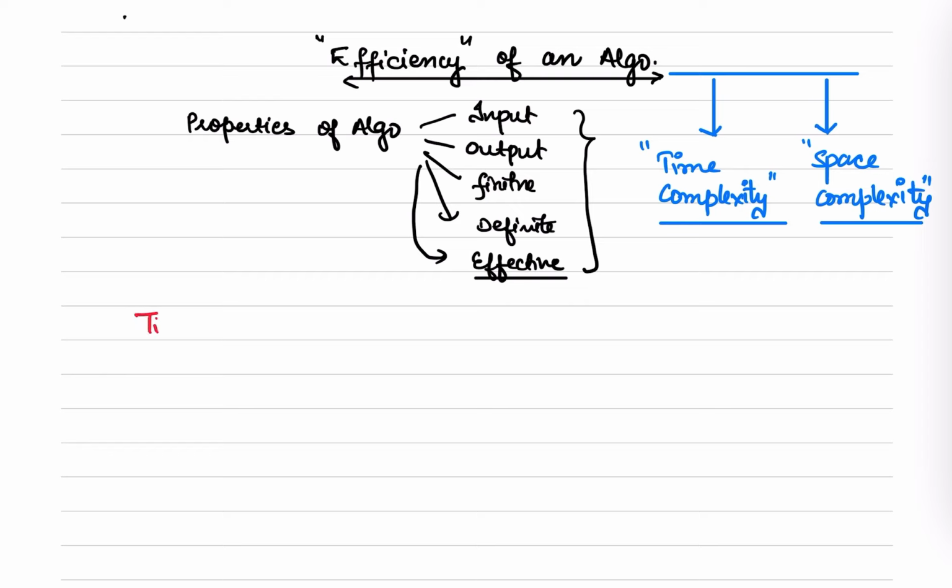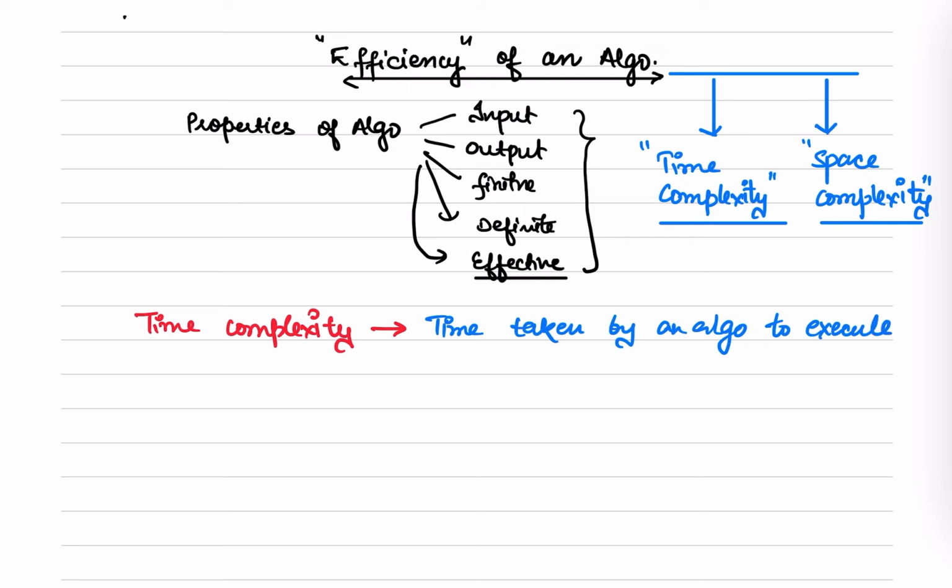So what is time complexity, or we say efficiency? Time complexity is nothing but the time taken for an algorithm to execute. So you can write: time taken by an algorithm to execute your program, or to solve the problem, right? We say an algorithm is a step-by-step process to solve the problem. So time complexity is nothing but how much time it has taken to execute the complete program.